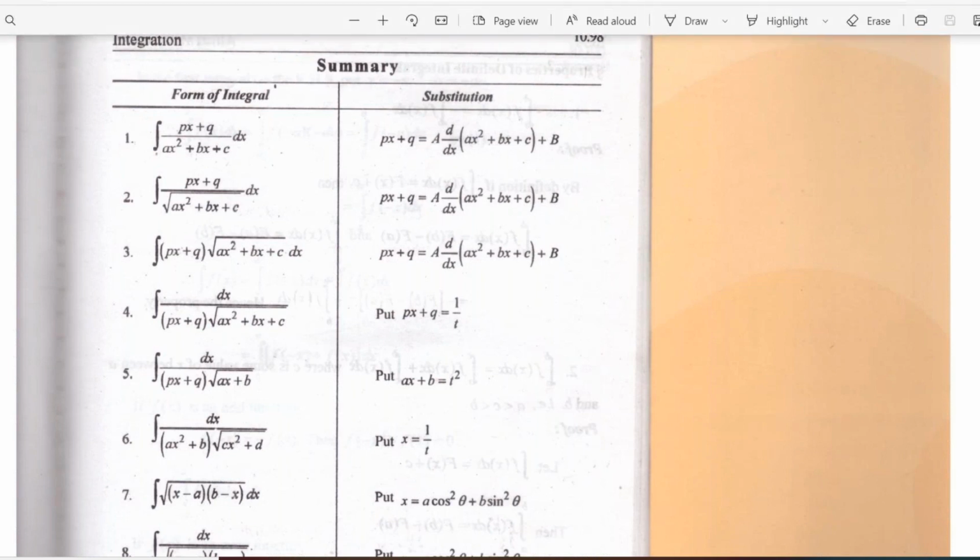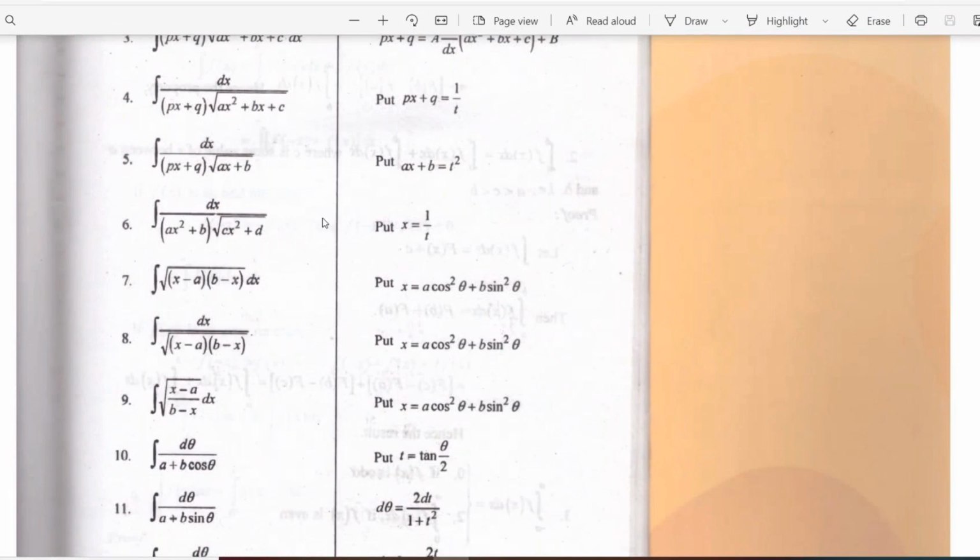Next, integral 1 over px plus q. If px plus q comes in the denominator, then what is the substitution we are using? Px plus q can be taken as 1 by t. Next, px plus q into square root of ax plus b. For this type, we are using ax plus b equal to t square. Next, ax square plus b into square root of cx square plus d. For this type of integrals, we can either use x equal to 1 by t or cx square plus d by ax square plus b as t square.